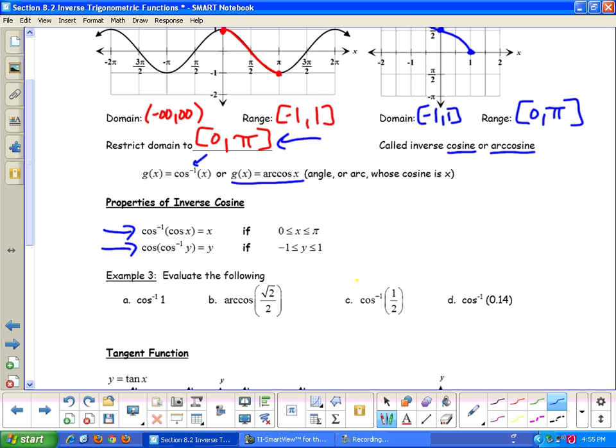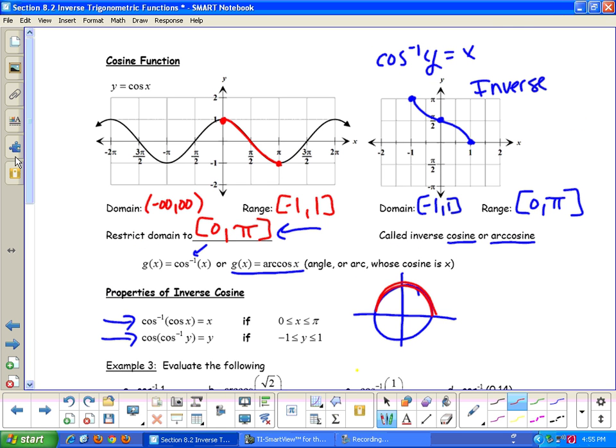So let's evaluate the following. We want to do the cosine inverse of 1. Notice for all of these, a, b, c, and d, we're doing the cosine inverse. So that means on my unit circle, I'm using values from 0 to pi. So I know it's going to be quadrants 1 and 2. So I should write that up here: quadrants 1 and 2 for your answers.